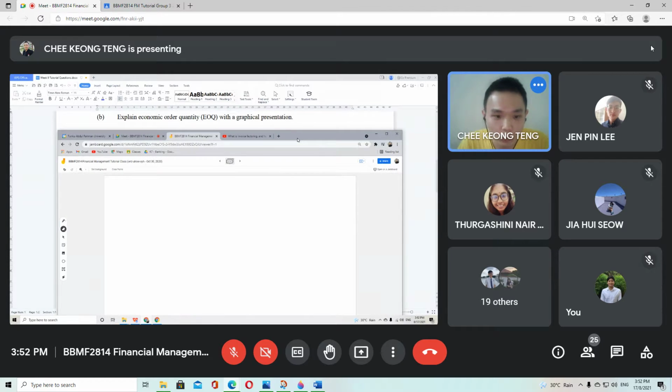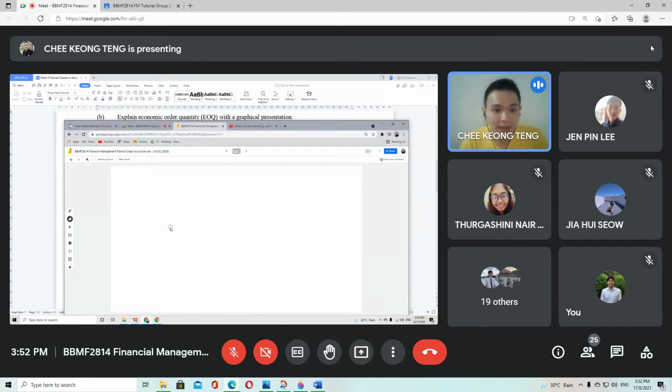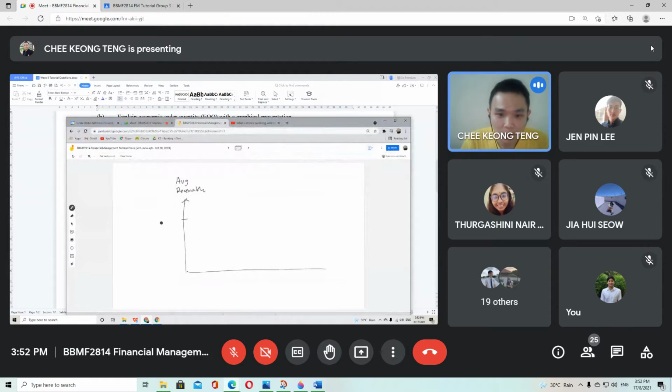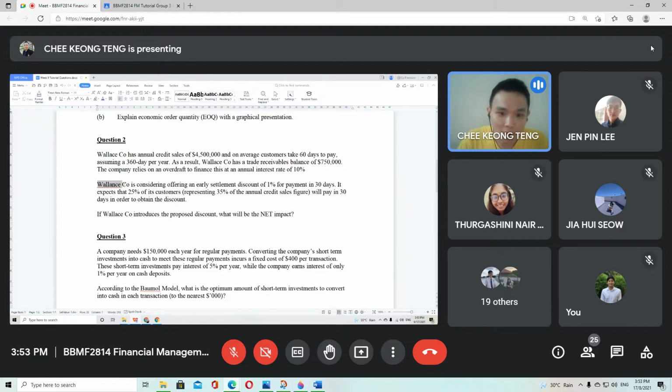But it's already given, just for you all to understand this question better, which means this question, your average receivable at the beginning, before you do anything, before you offer discount, your average receivable is 750,000. Before you give discount. And then of course the question will be asking you, if you were to offer discount 1% for payment in 30 days, which means that they pay within 30 days, you give 1%.